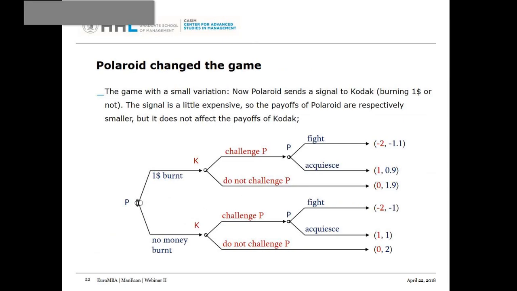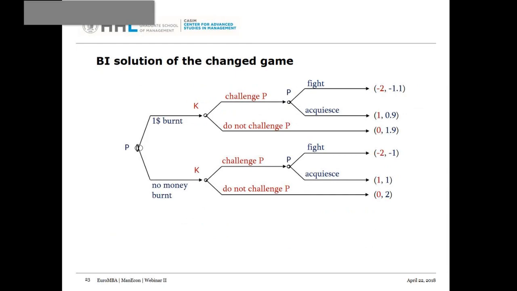I call it burn the money, $1, or they can not burn the money. So if you look at the lower part of the tree, or upper part, it is just where we burn the money. What changed is the payoff changed slightly, right?